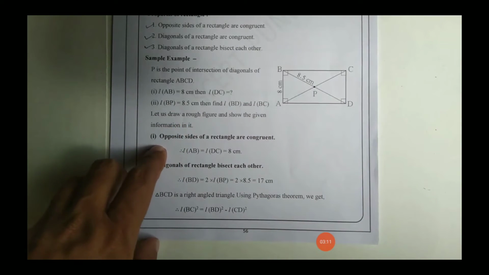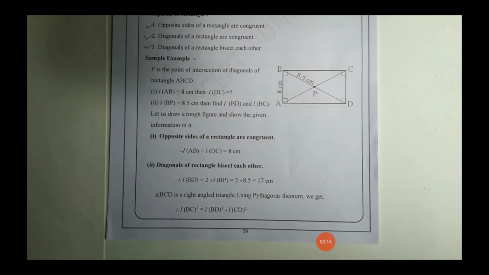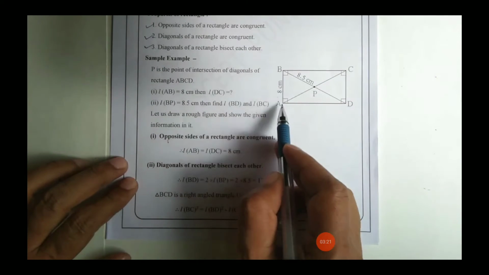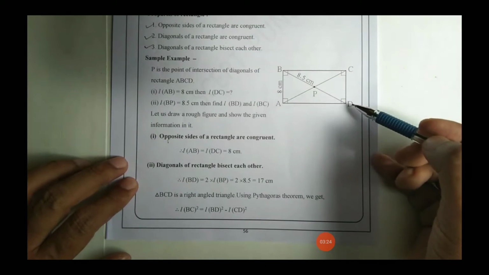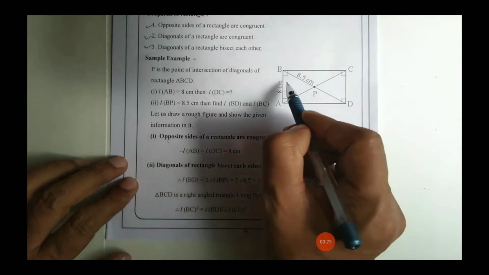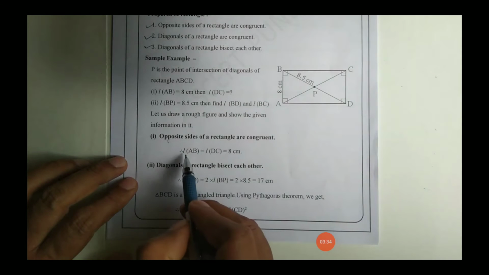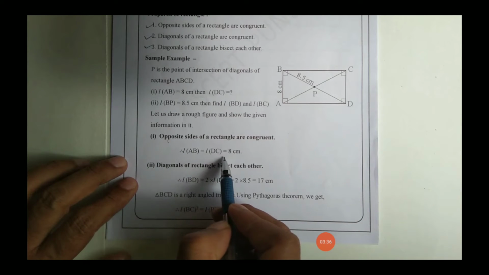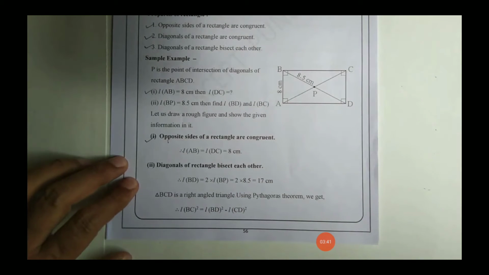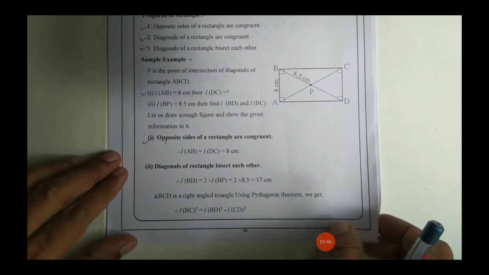So while solving this first problem, length AB 8 centimeter, then find DC. It is very simple property. काय शिकलो होतो आपण? AB is given and DC is to be find out. So opposite sides of rectangle are congruent. That means AB is congruent with DC. Yes or no? Therefore, length AB is equal to length DC, that is equal to 8 centimeter. So first one is clear. हे first one आपण सोडवू शकलो because opposite sides of a rectangle ची property आपण वापरली.